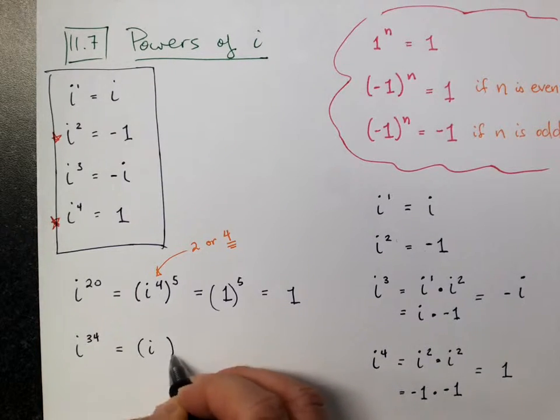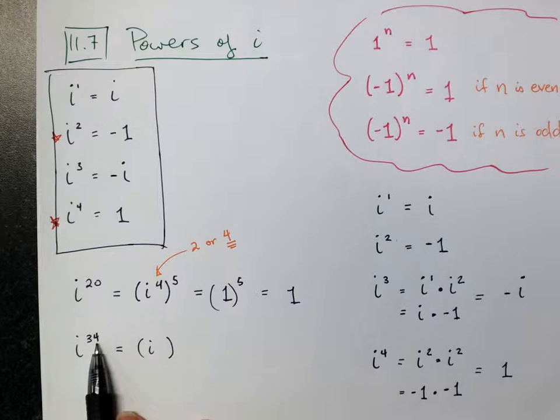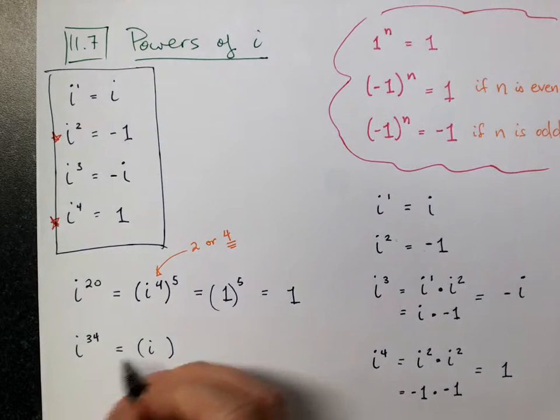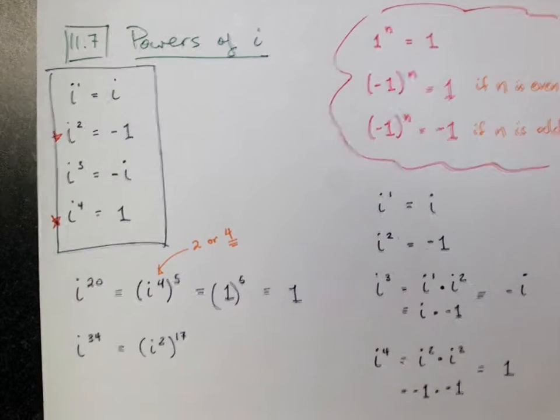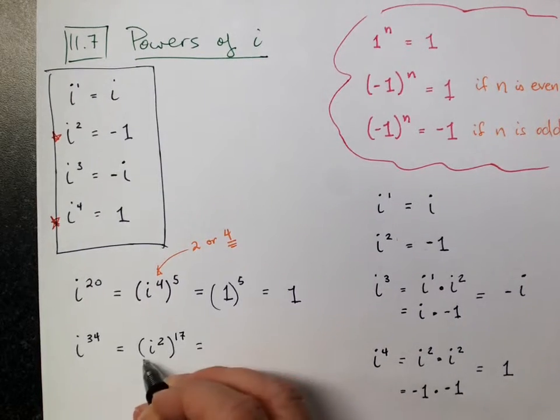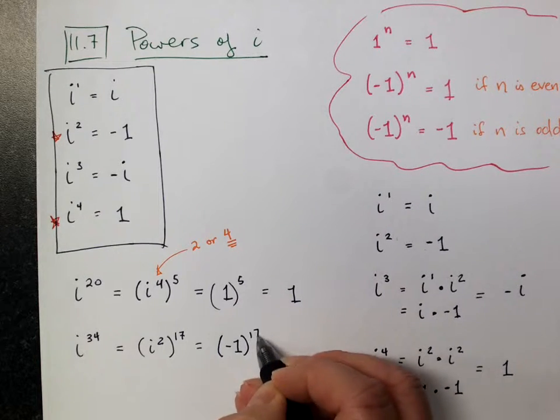So we want i to the something, 2 or 4. 4 would be preferable, but that's not divisible by 4. So we have to use a 2. And so we do need this outside exponent, definitely. Here, it didn't really matter what that was. What is it here? 17. And so i squared is raised to the 17th power.